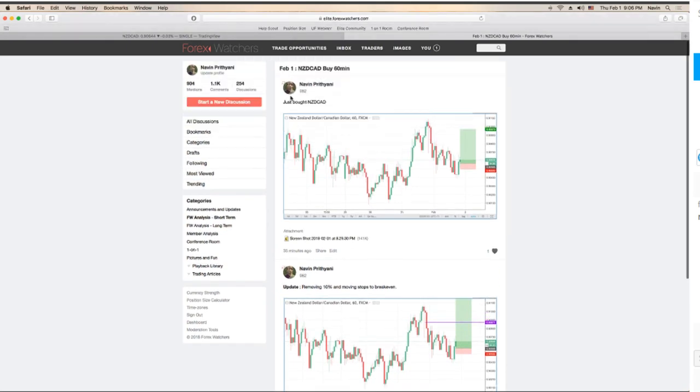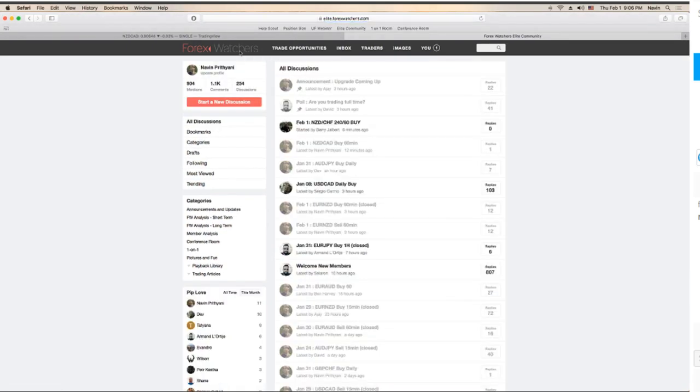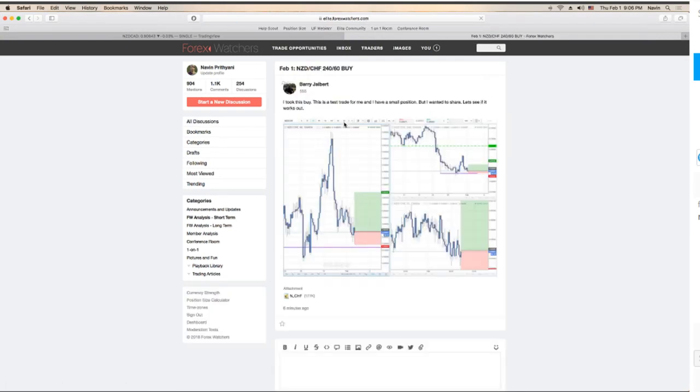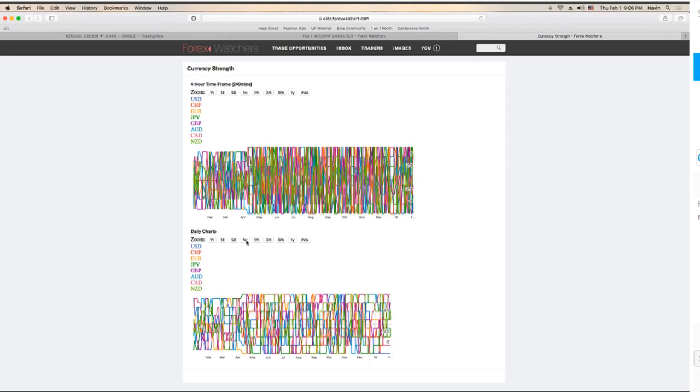So let's take a look at what some of the other folks are saying. Some of my traders in here. Okay, so we got Barry in here saying, I took this buy. This is a test trade for me. I have a small position, but I wanted to share. Let's see if it works out. Okay, so he's under training right now. He's looking at New Zealand Swiss franc. So before we get into New Zealand Swiss franc, I'm going to reconfirm with the flow to make sure, what is he doing? Let's have a look here on the week.